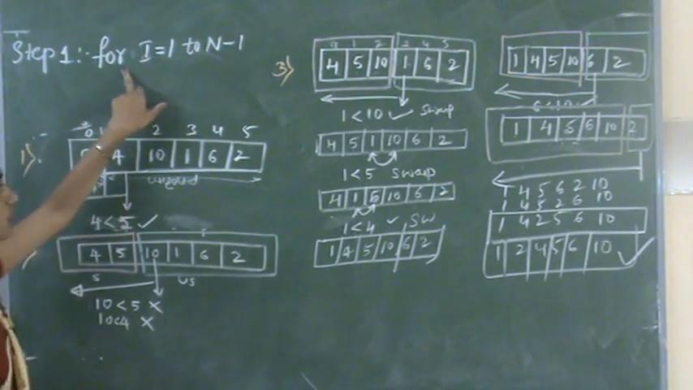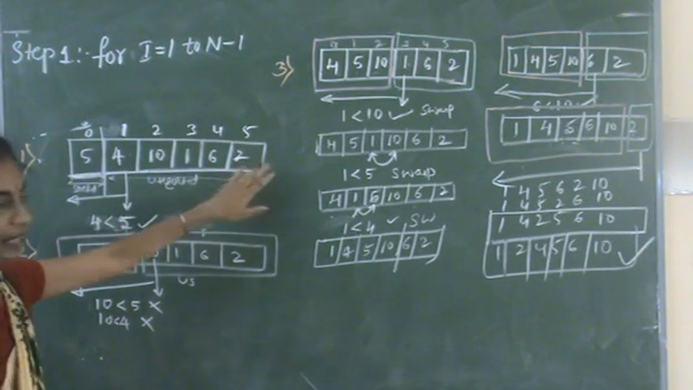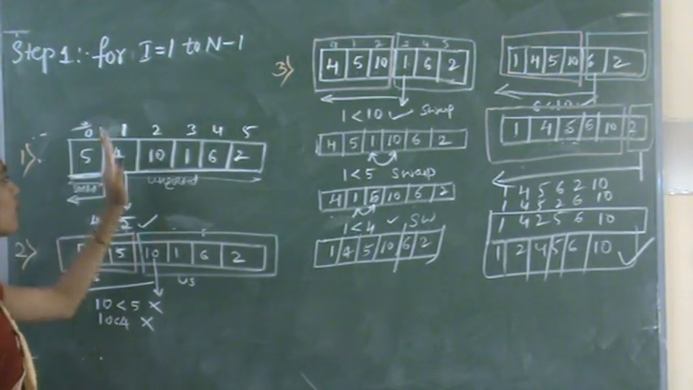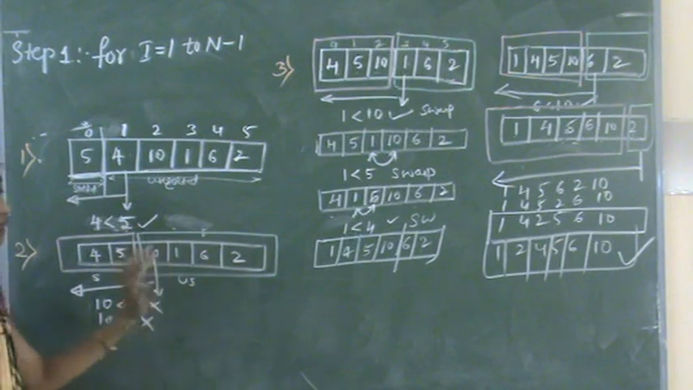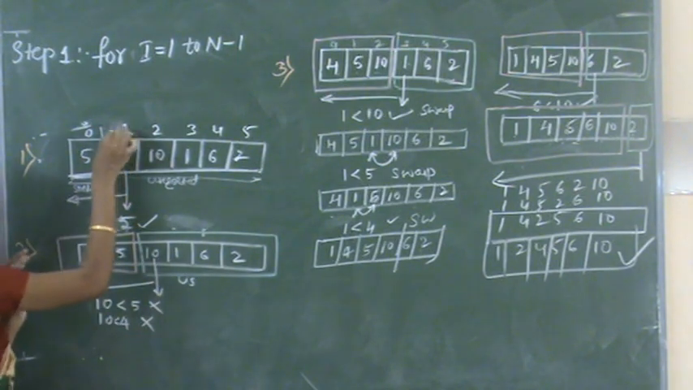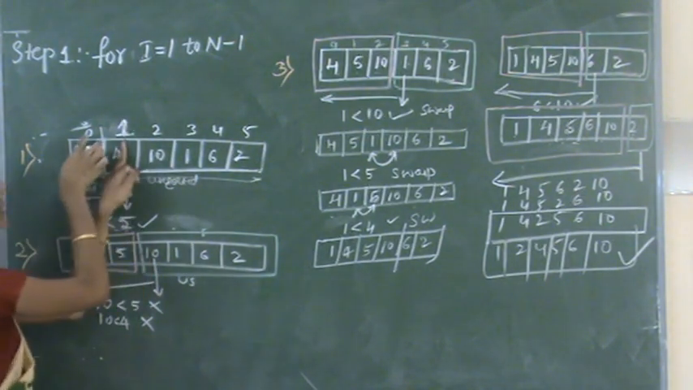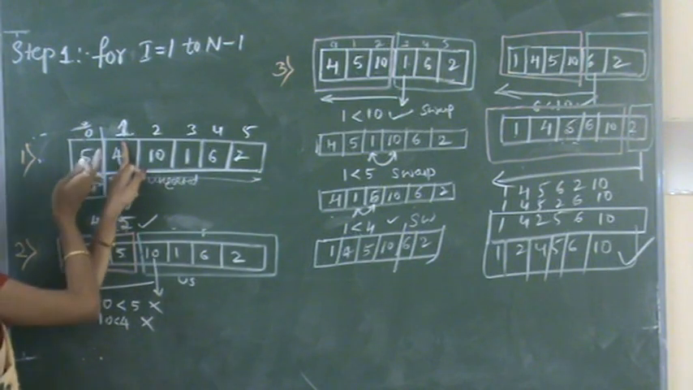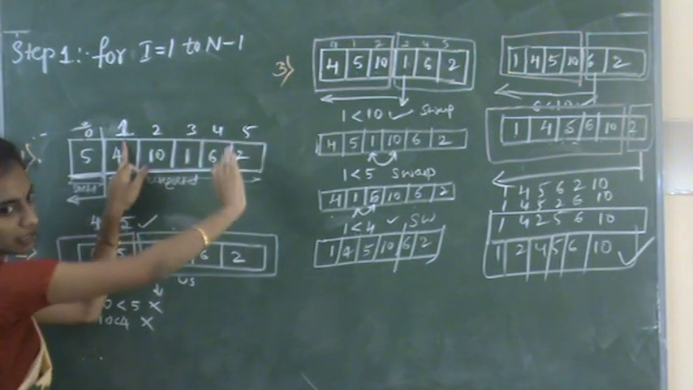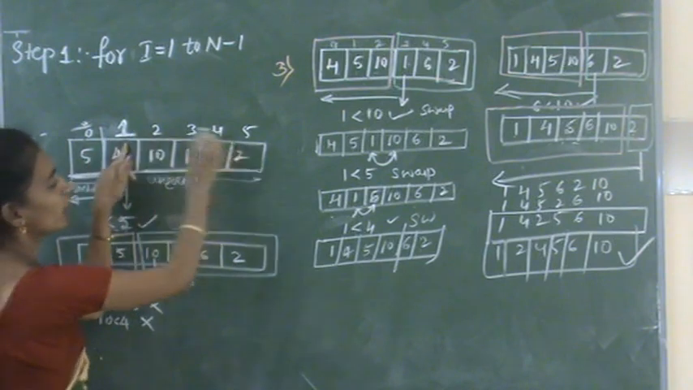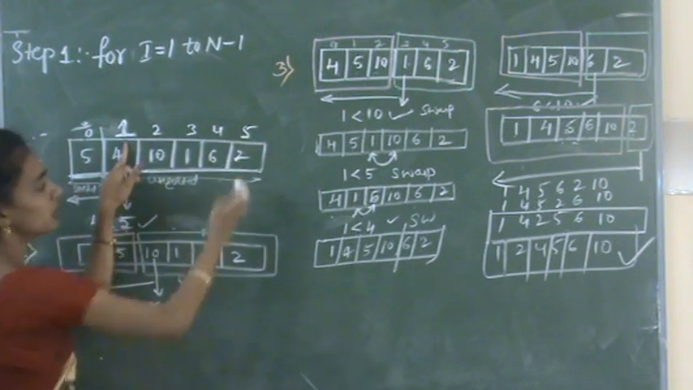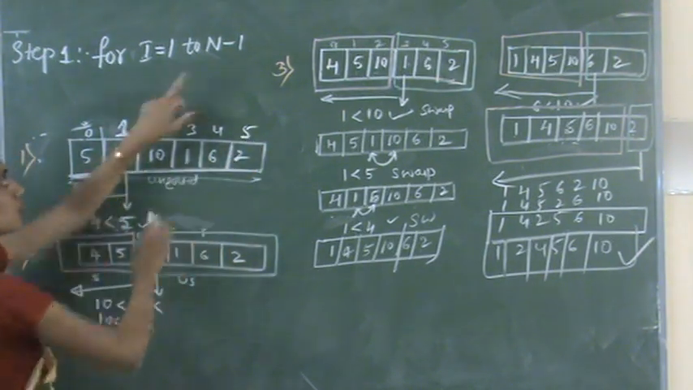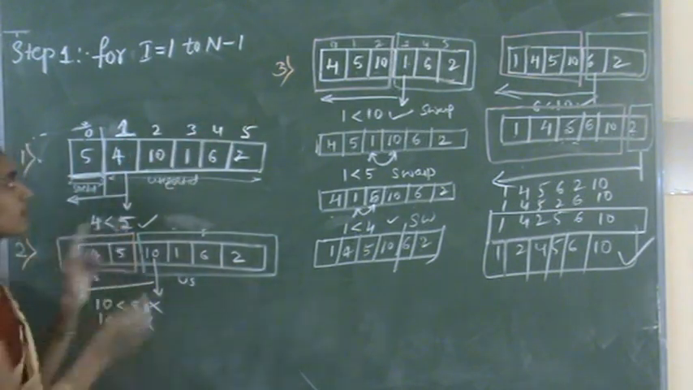Why are we using this? To travel in an array we need a for loop. From where to where do we need to travel? From the first position, because the 0th index we are taking as sorted and the remaining will be unsorted. So from index 1 to index 5, the end of the array. So that is n minus 1. This is the first step.